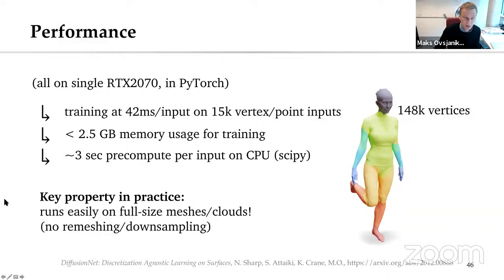The other important thing is that we also tried using full size meshes or point clouds, and we don't require downsampling. Some intrinsic learning methods, like for example MeshCNN, are very difficult to make work on dense meshes, but here, even with limited memory, it's fairly practical.